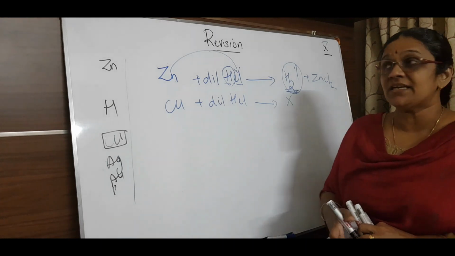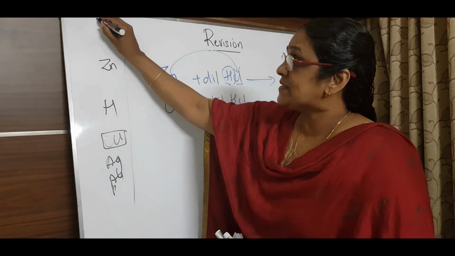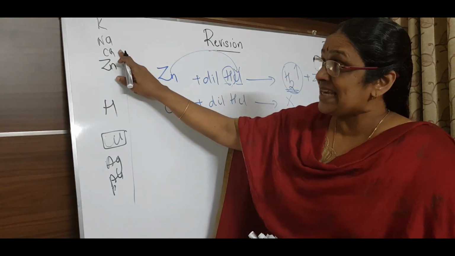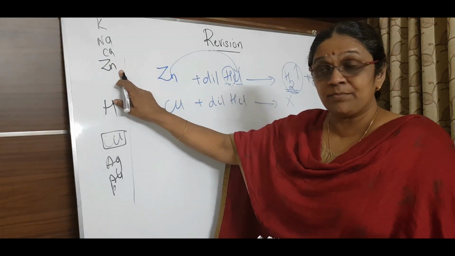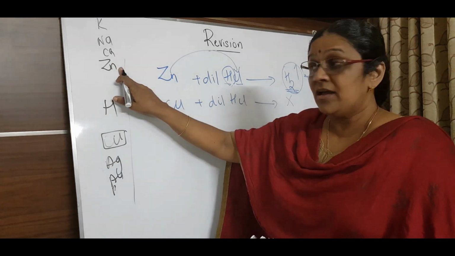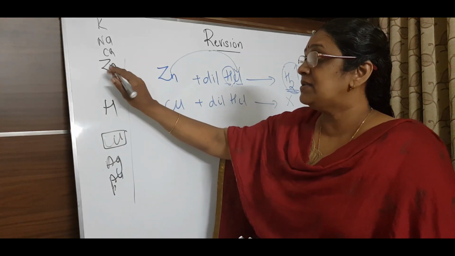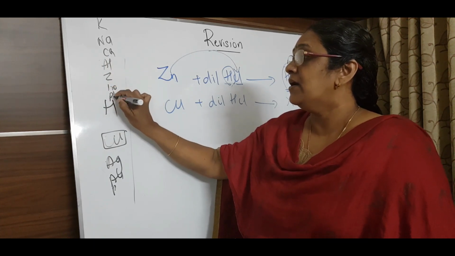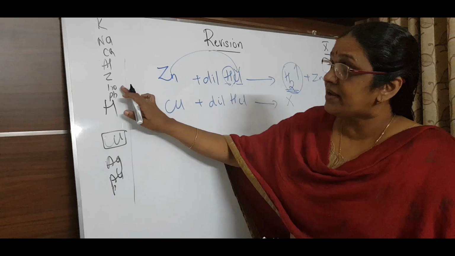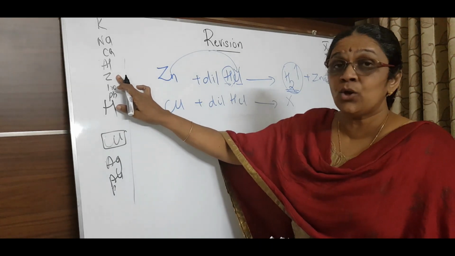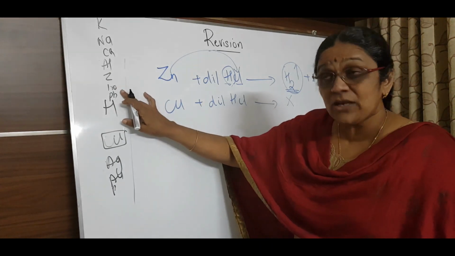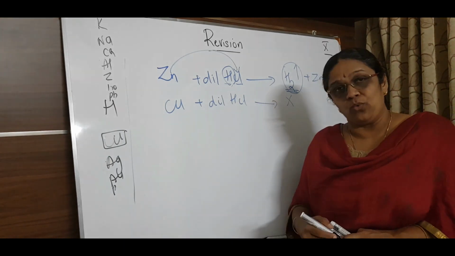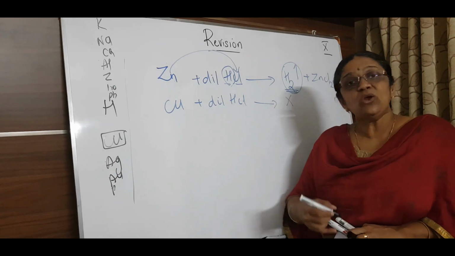If some question comes, for example, can calcium replace zinc? Yes, because calcium is above zinc. Now if a question asks whether iron can replace zinc, no. Why? Because iron is below the zinc. Zinc can replace iron. So whichever metal is above can replace the metal below.